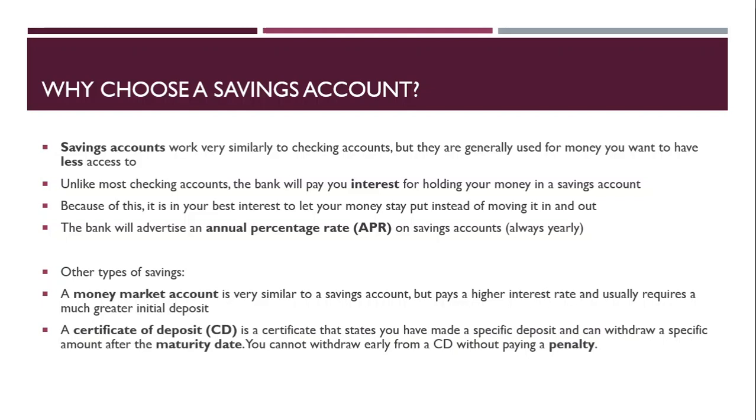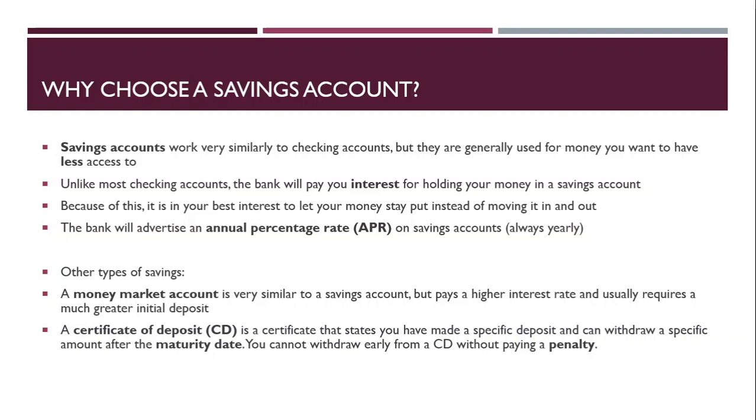The other type is a certificate of deposit, or a CD. So that's a certificate that states you've made a specific amount of money in a deposit, say $1,000, and can withdraw a specific amount after the maturity date. So if it's a 1 year CD, then the maturity date would be 1 year from the day that you put the money in the bank. Unlike these other accounts, you cannot withdraw early without paying a penalty. So if you absolutely need your money, then the bank has to give it to you. It is your money, but they're not going to give you the interest. They're going to penalize you because they were expecting to be able to have use of that money. So only get a CD if it's money that you know you don't want to touch.